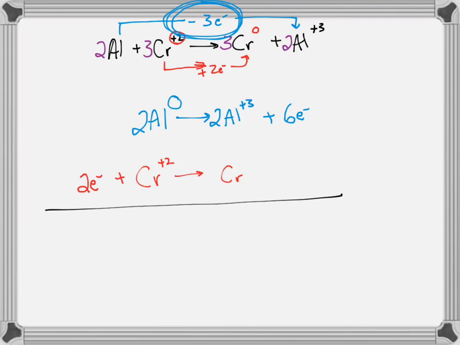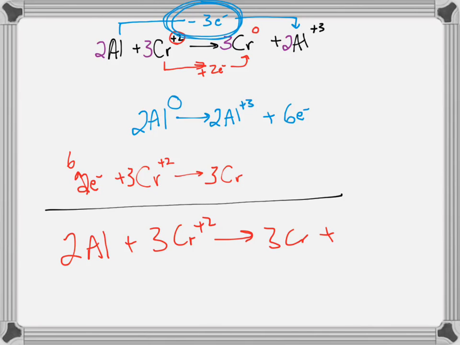What happened to the chromium? How do I get 2 equal to 6? Multiply everything by 3. 2 times 3 equals 6. 1 times 3 equals 3. 1 times 3 equals 3. What happens when I add the 2 equations now? The electrons cancel, and I end up with 2 aluminum plus 3 chromium plus 2 goes to 3 chromium plus 2 aluminum plus 3. Does the equation match what we looked at earlier? Yeah, gets us the exact same answer.